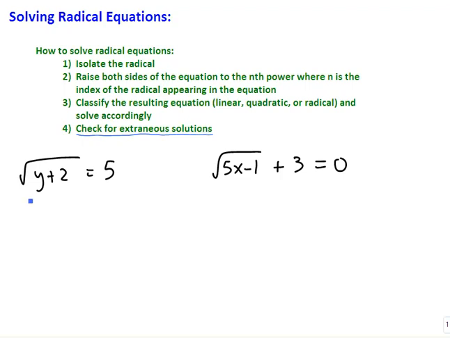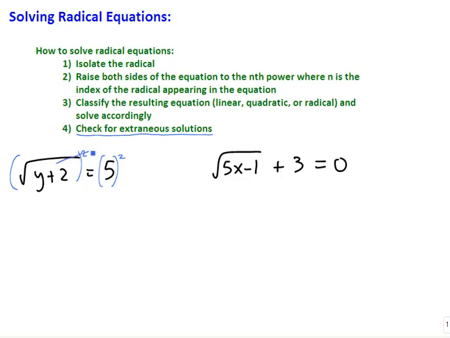So in our first example, we have the square root of y plus 2 equals 5. This radical is considered isolated because there are no coefficients in front of it and there are no terms added or subtracted off to the side. So we're ready to undo the square root. And what's going to undo a square root but a square? So we're going to square the left side and square the right side. We want to do it to both sides to keep the equation balanced.